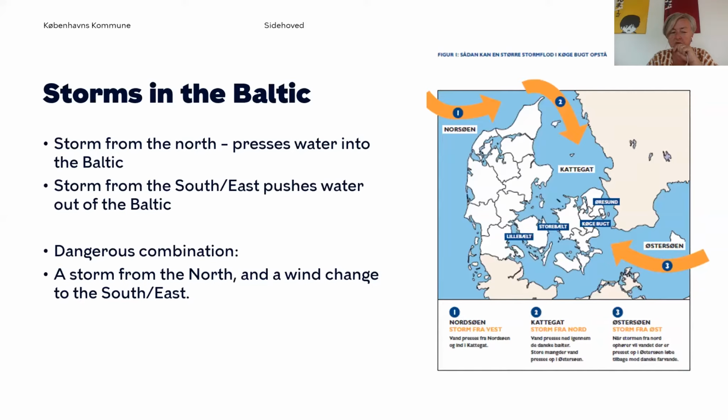And there are two main risks. The one is when there's a storm from the north that will press water into the Baltic Sea, which is on the map in the lower right corner, the beginning of the Baltic Sea. That's one risk. That's not the biggest risk. Then you have a storm from the southeast pushing water out of the Baltic. But the really dangerous thing happens when these two things combine or follow each other very closely.